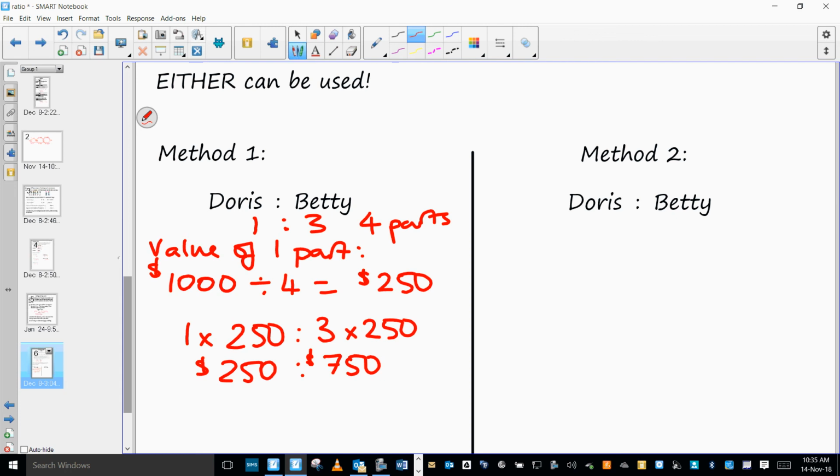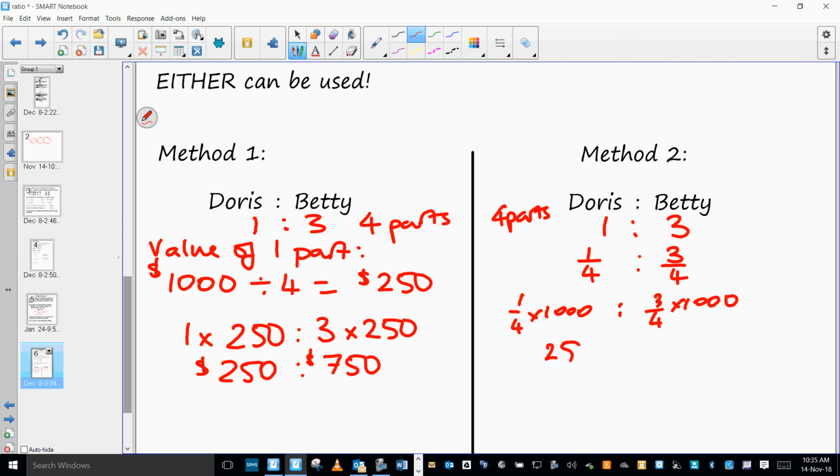The second method is very similar. We still need to appreciate that there are 4 parts. So that means that Doris has 1/4 of the amount, and Betty has 3/4. So Doris has 1/4 of 1,000, and Betty has 3/4 of 1,000: 250 and 750. So you get the same answers. Some people prefer to just find the value of one part, some people like to work in fractions. You get to choose which method you prefer.